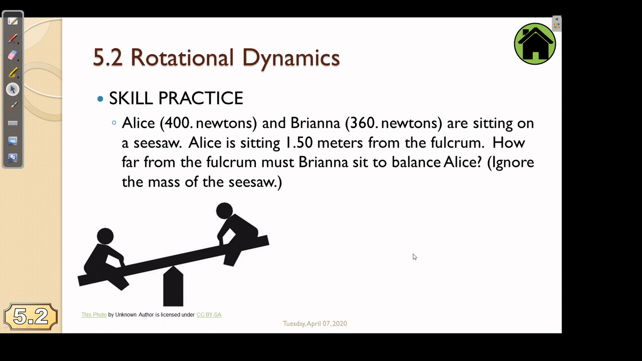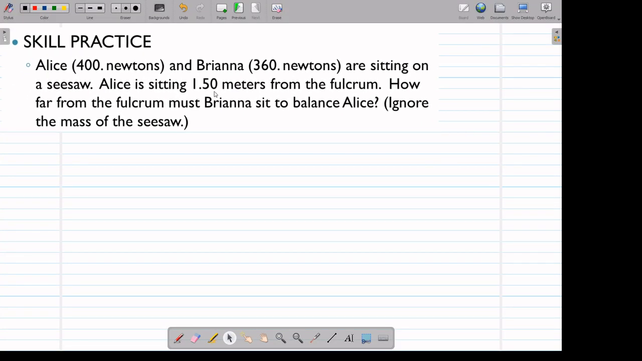So here we have another problem. Let's take a look at this. Alice, who weighs 400 newtons, and Brianna, who weighs 360 newtons, are sitting on a seesaw. Alice is sitting 1.50 meters from the fulcrum. How far from the fulcrum must Brianna sit to balance Alice? And again, we are ignoring the mass of the seesaw. So let's copy this problem and paste it onto a new page.